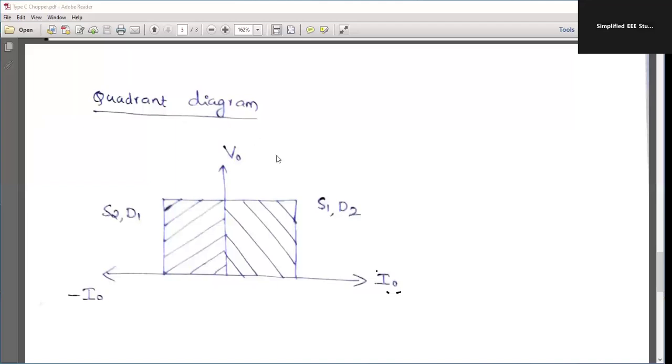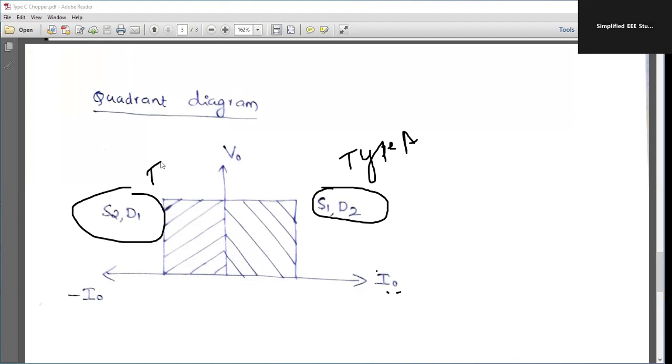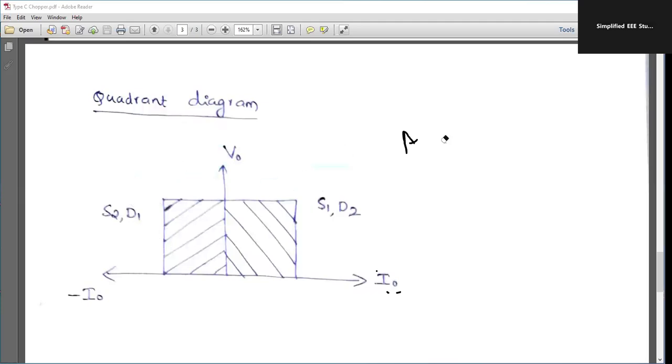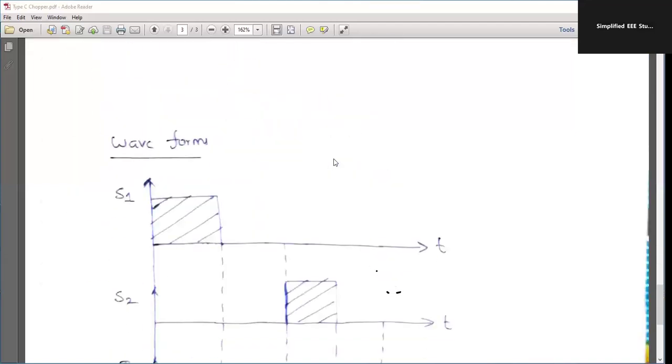Now, as I already told you, it is a combination of the class A and class B chopper, or type A and type B chopper. This is regarding the condition of the type A chopper. That means it's operating in the first quadrant. And the other condition is called a type B chopper or class B chopper. That means it will be in the second quadrant. So generally, the type C chopper operates in both the first and second quadrants, a combination of the first and second quadrant.